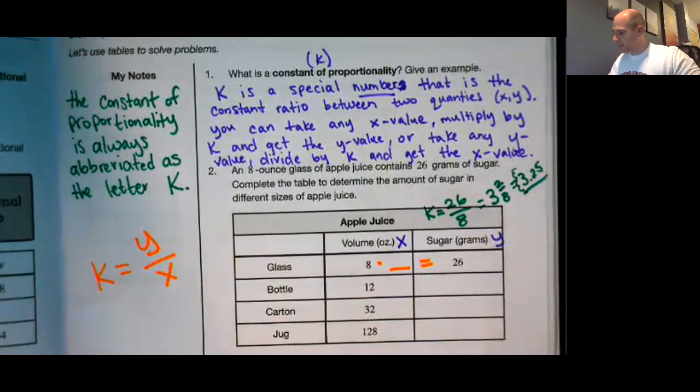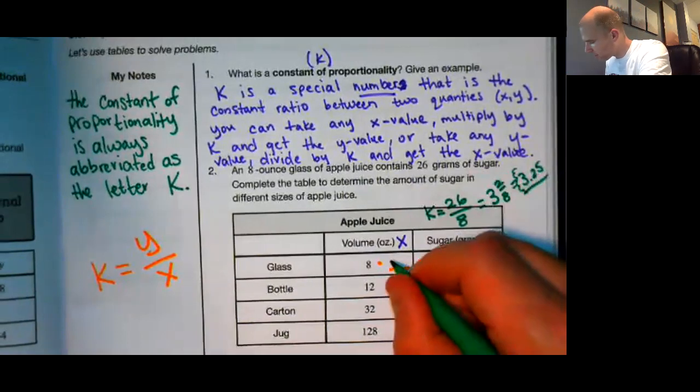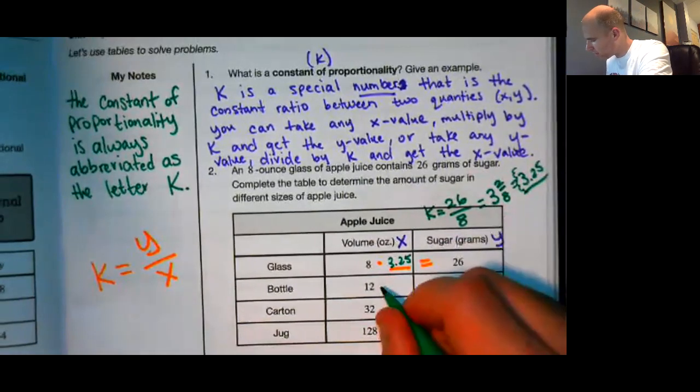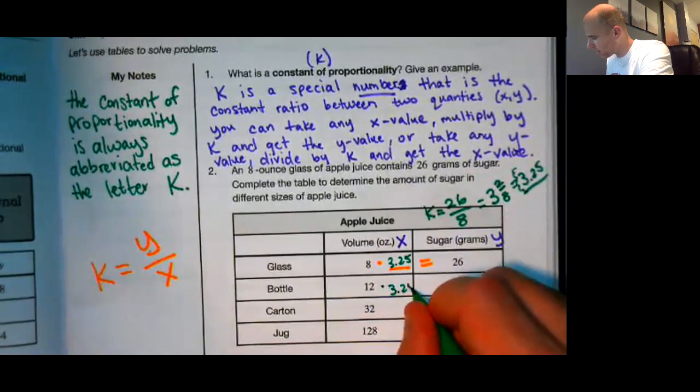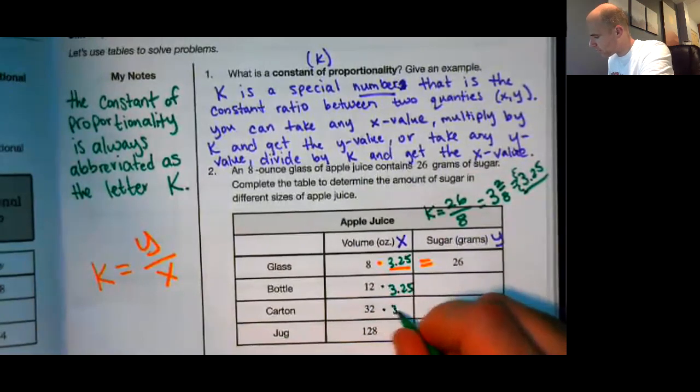Now all I have to do is multiply every single one of these numbers by 3.25, and I've got the correct y value. So 8 times 3.25, 12 times 3.25, 32 times 3.25, and 128 times 3.25.